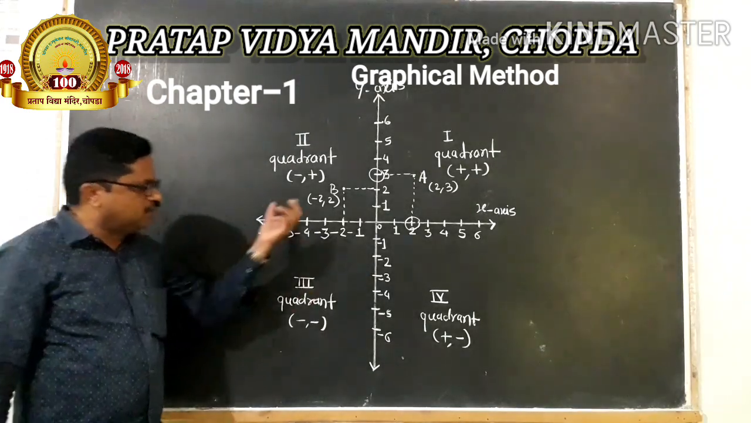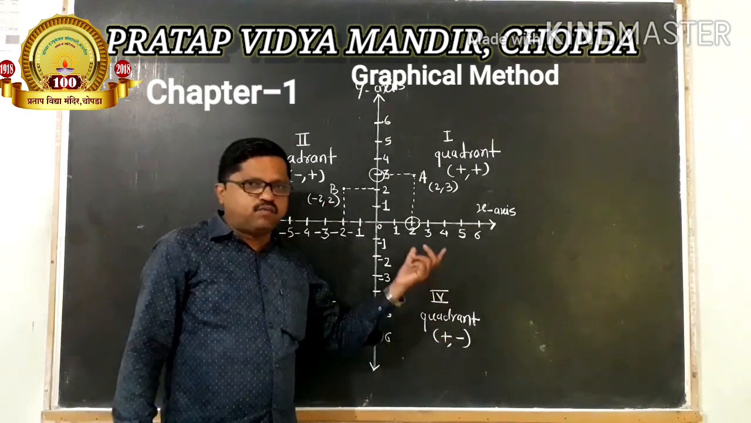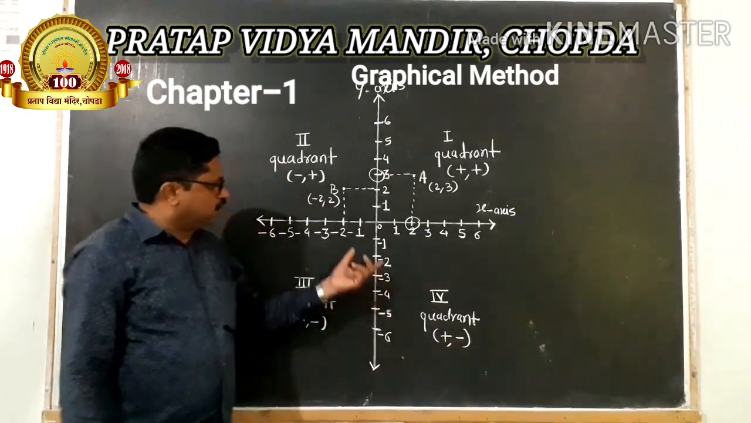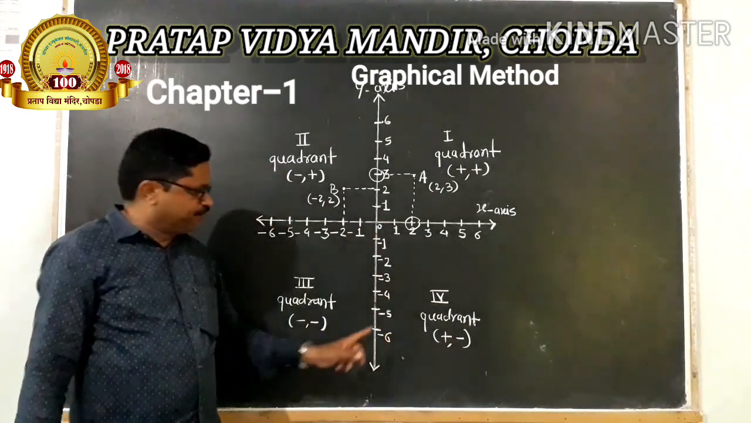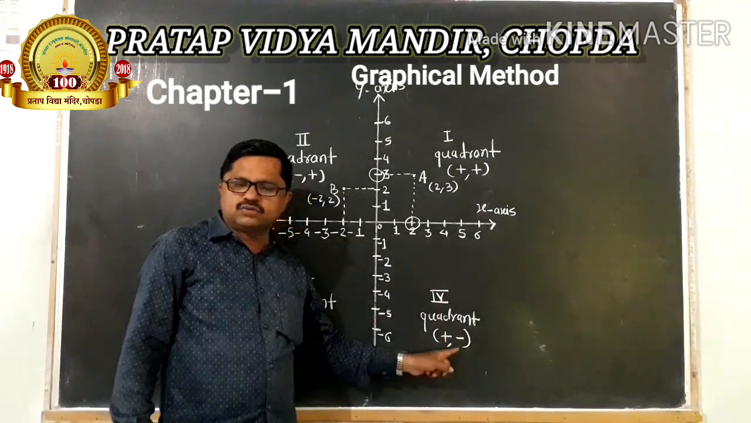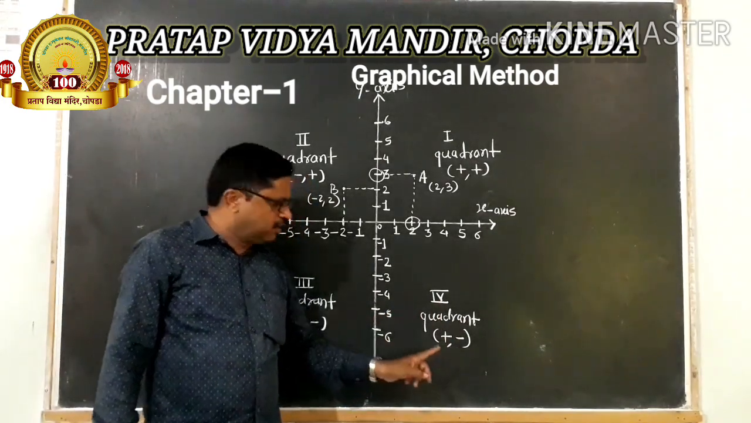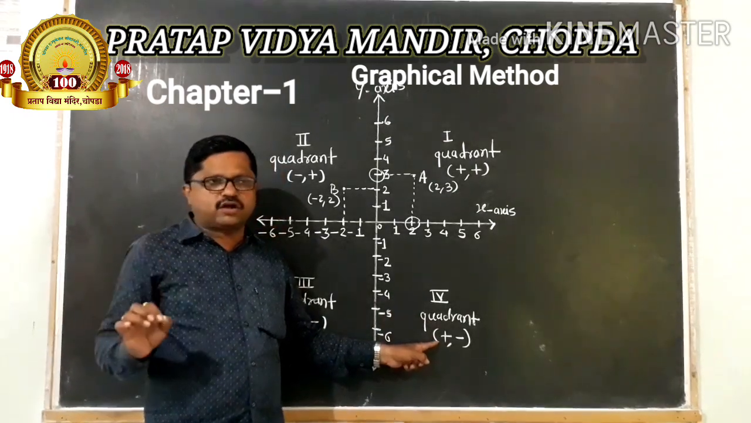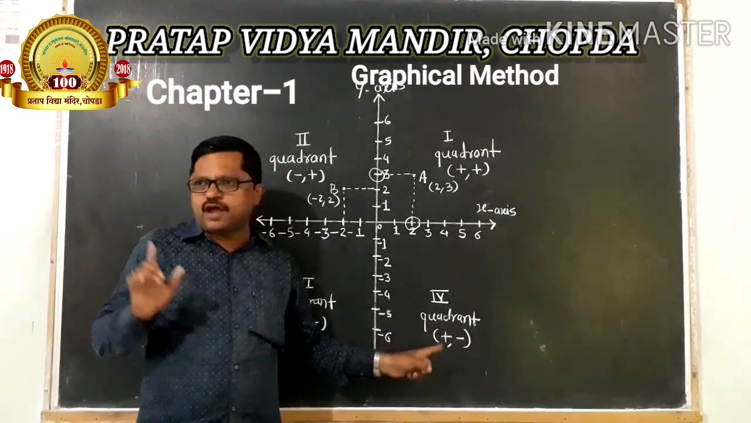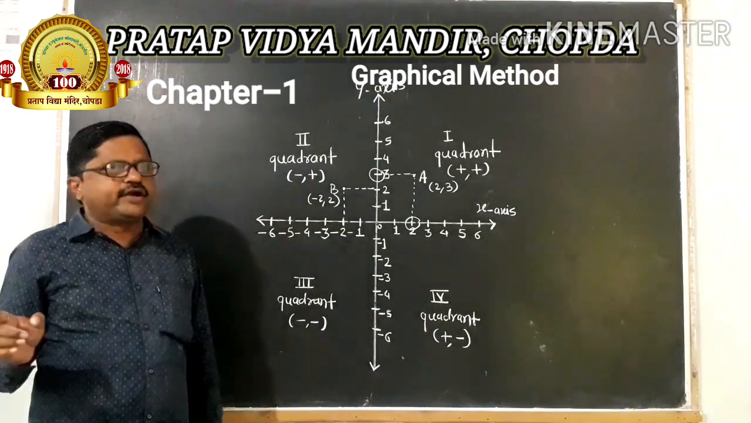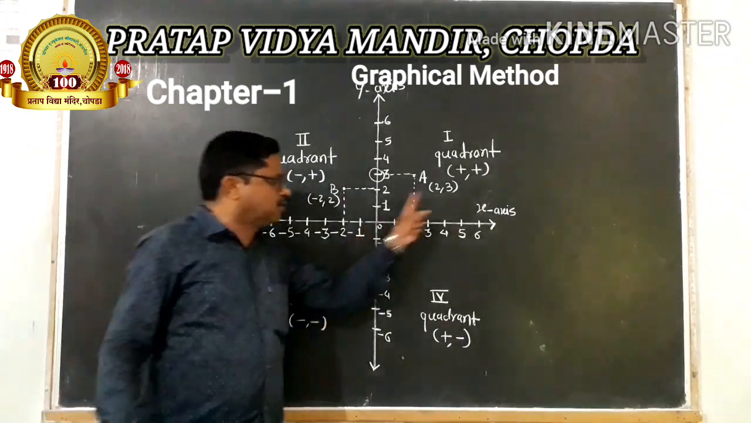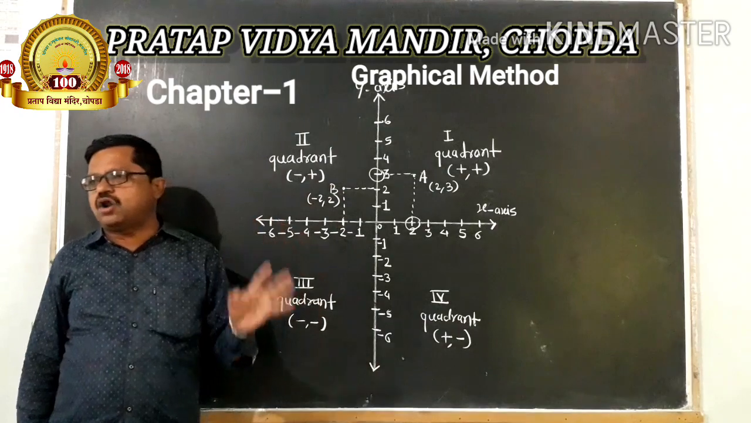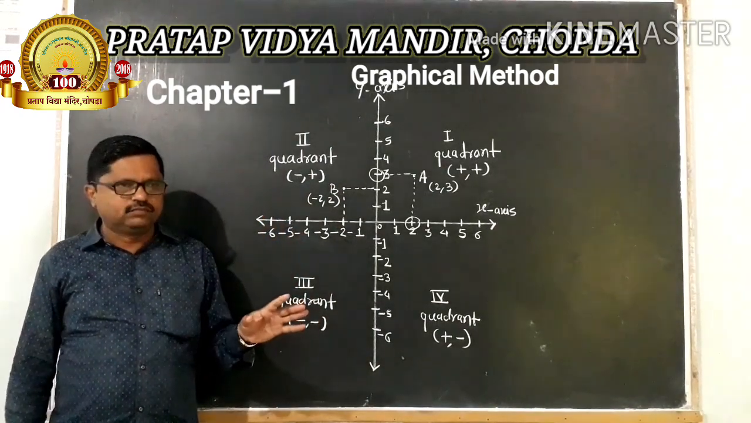After the third quadrant, what is in the fourth quadrant? In the fourth quadrant, the coordinates are plus and minus. What is the meaning of this? It means the x coordinate of any given point in the fourth quadrant is always positive and the y coordinate of any point in the fourth quadrant is always negative.